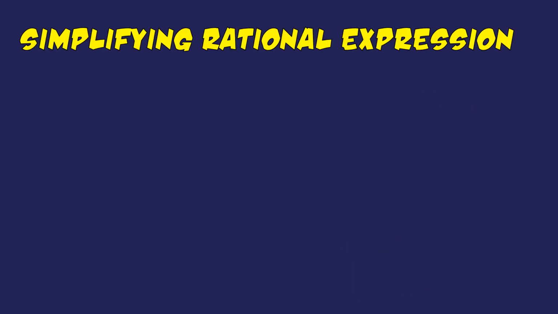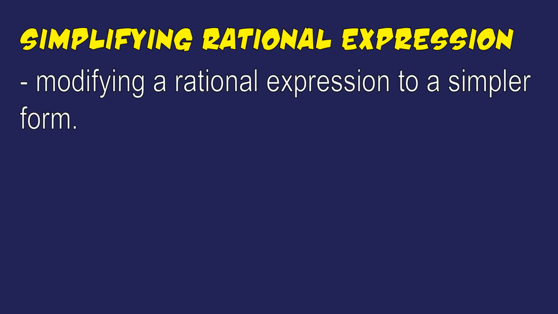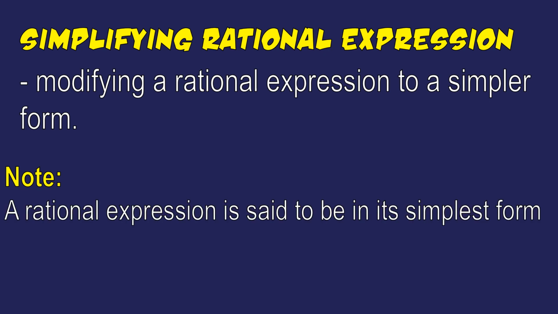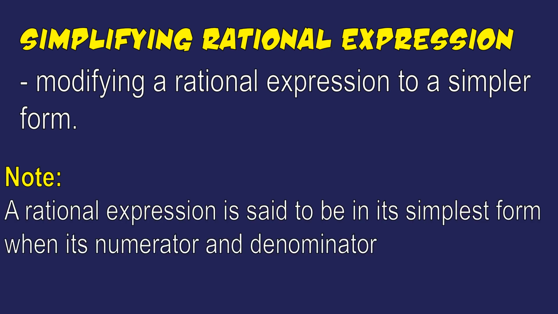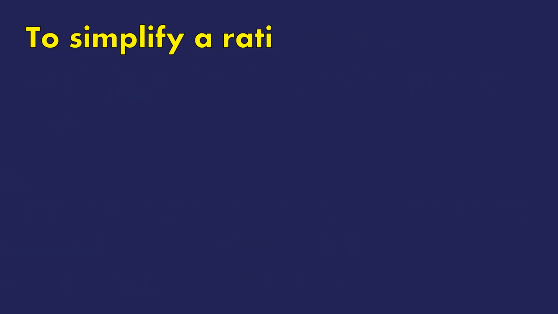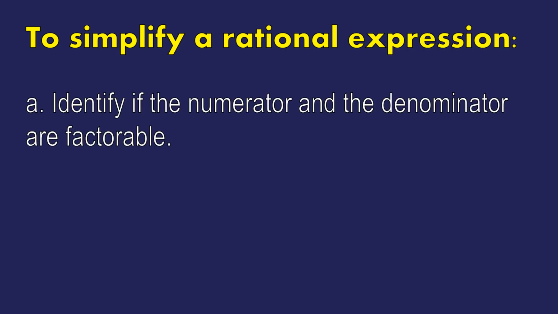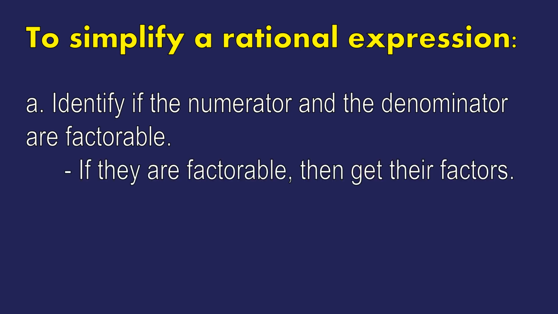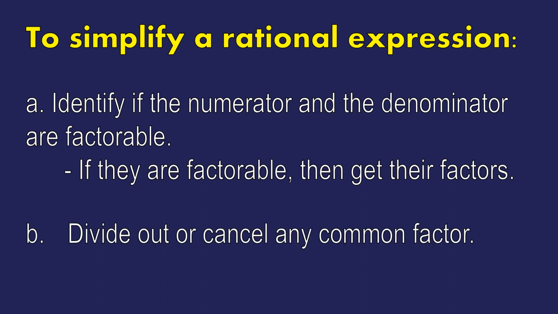When we say simplifying rational expression, it is modifying a rational expression to a simpler form. Take note that a rational expression is said to be in its simplest form when its numerator and denominator have no common factors other than 1. To simplify a rational expression, you need to identify if the numerator and the denominator are factorable. If they are factorable, then you need to get their factors. After that, you divide out or cancel any common factor.